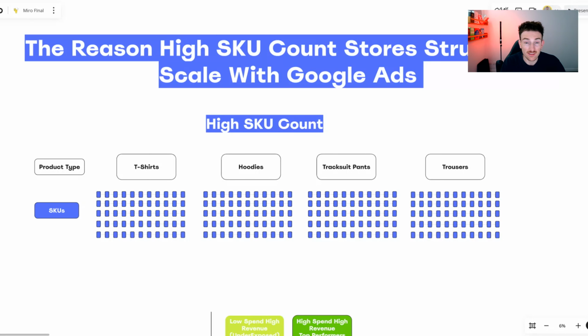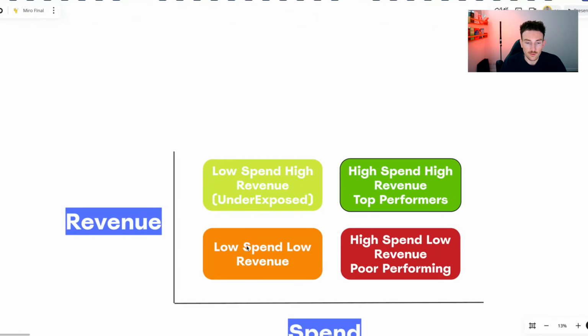And that has been the case in almost 100% of stores that I've worked with that have high SKU counts. 80% of the products that you test are just not going to work. You need to ensure that you're putting the most budget behind the products that are going to work for you and not spend on the products that are not working or are below your target. Now, when I go inside Google Ad accounts with high SKU count stores, 100% of the time, I will see this. So this is a graph, right?